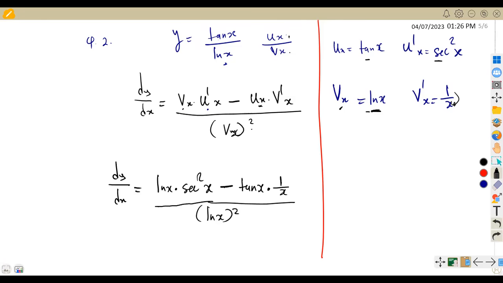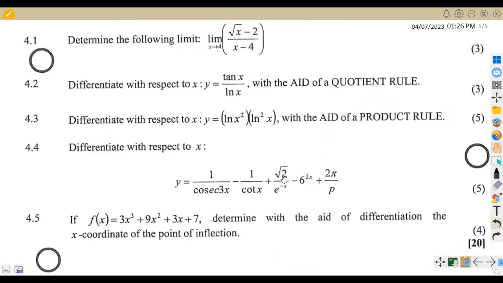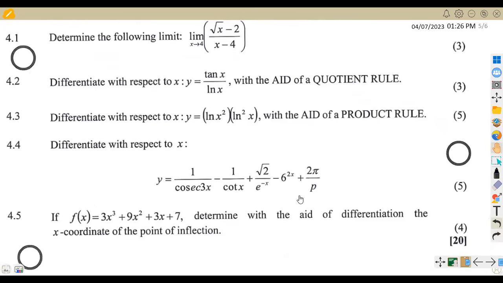All right, sorry for that. So let's check the other part of the question. That's 4.3. Differentiate with respect to x with the aid of product rule this time, okay? So we are given to apply or to use the product rule this time.